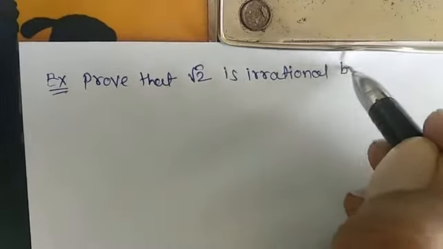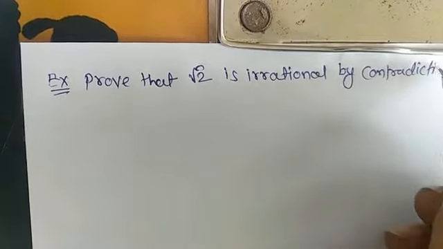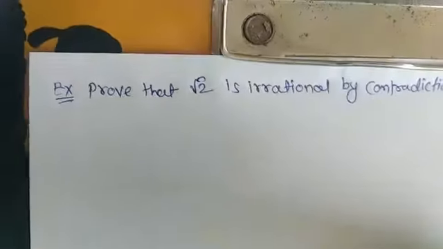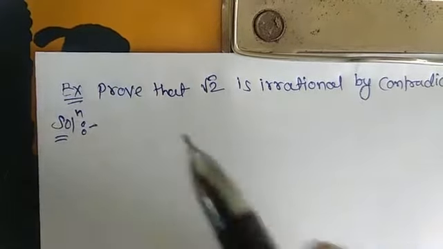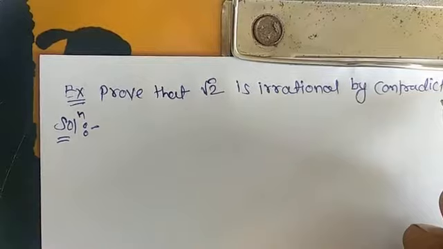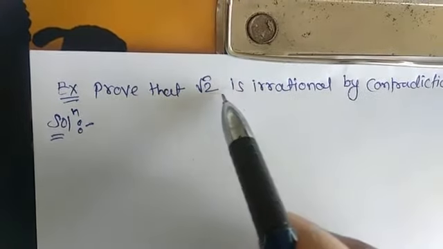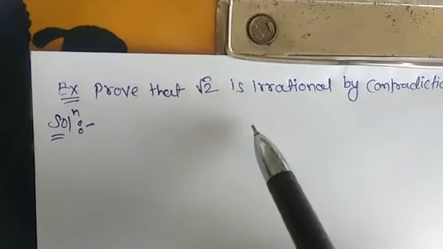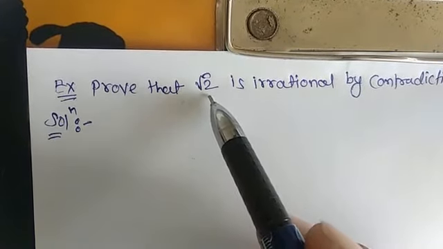by contradiction. That means you have to prove that root 2 is irrational by using contradiction. Now, contradiction means what? We have to prove by considering its negation, and we have to make a contradiction to it.